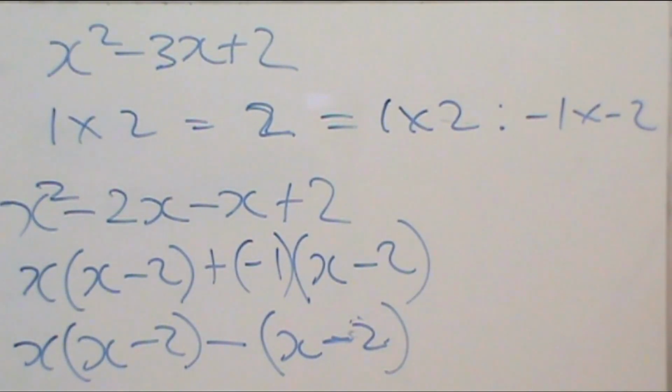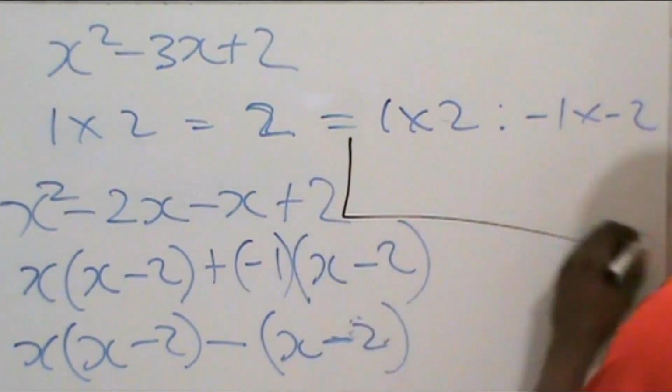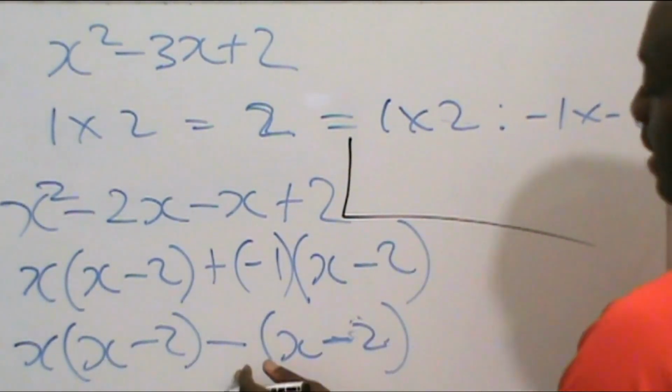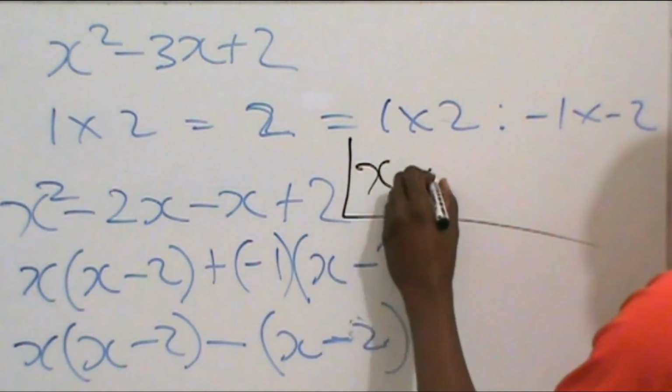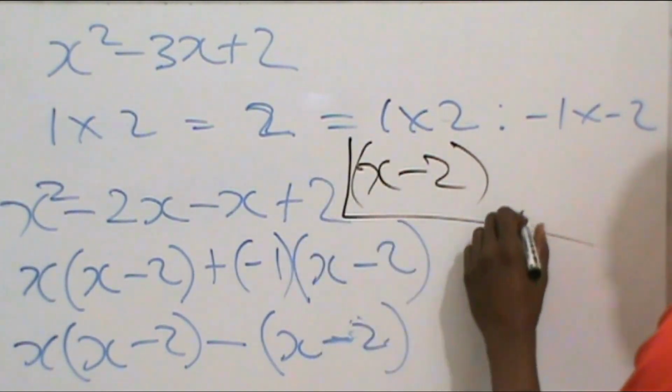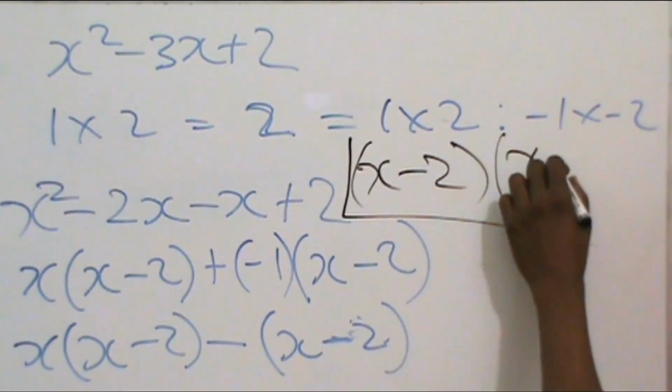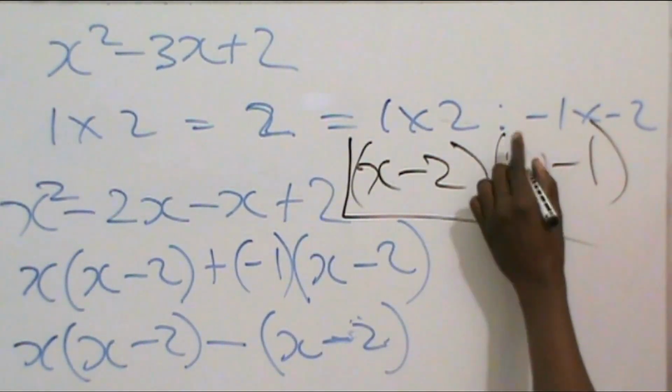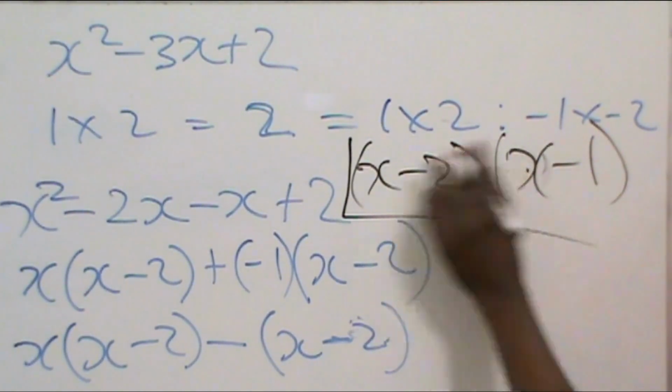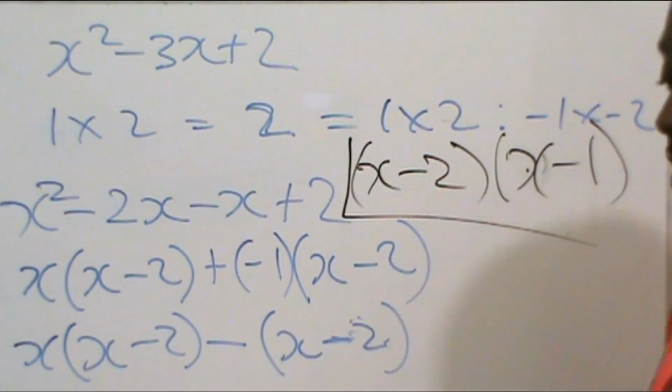So now you can take x minus 2 out as the common factor, and I'm going to just change the color of the ink here because we're going to steal some space on the board. So the final answer from here would be x minus 2 into x minus 1. Alright? And that is the sum of that.